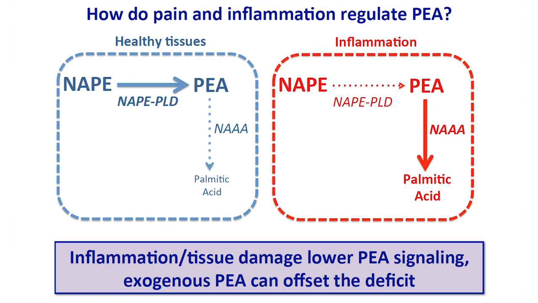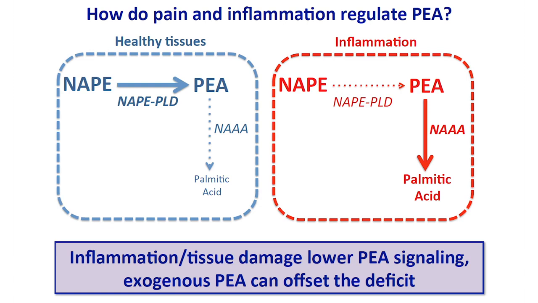So who cares? We do. We should care. Because if inflammation and tissue damage lower PEA production, then by replacing the PEA that we have lost in inflammation, we will have an analgesic and anti-inflammatory effect. So administration of exogenous PEA can offset this deficit. So we are giving a vitamin to a tissue that suffers from hypovitaminosis. That is a very important concept. It's not the same thing as giving a drug. It's restoring a normal level of an endogenous anti-inflammatory agent, an analgesic agent.